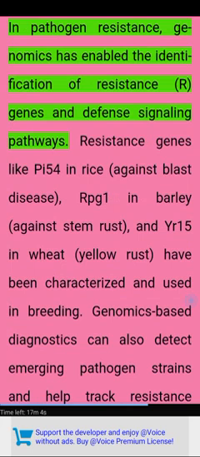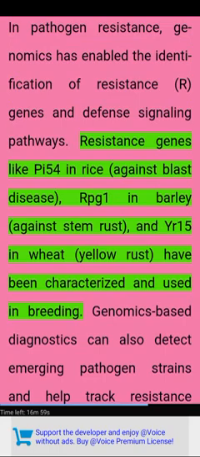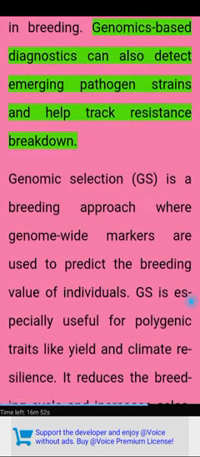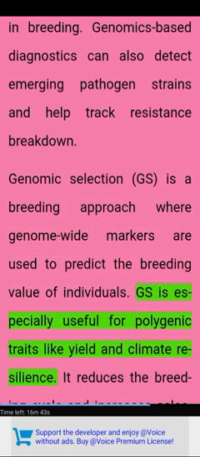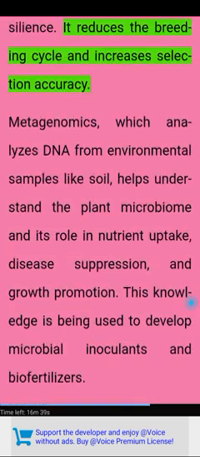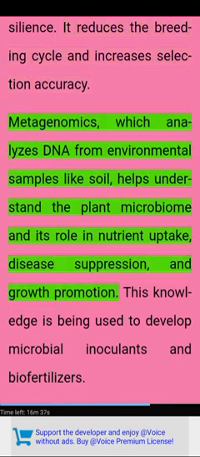In pathogen resistance, genomics has enabled the identification of resistance (R) genes and defense signaling pathways. Resistance genes like Pi54 in rice against blast disease, Rpg1 in barley against stem rust, and Yr15 in wheat against yellow rust have been characterized and used in breeding. Genomics-based diagnostics can also detect emerging pathogen strains and help track resistance breakdown. Genomic selection (GS) is a breeding approach where genome-wide markers are used to predict the breeding value of individuals. GS is especially useful for polygenic traits like yield and climate resilience. It reduces the breeding cycle and increases selection accuracy.